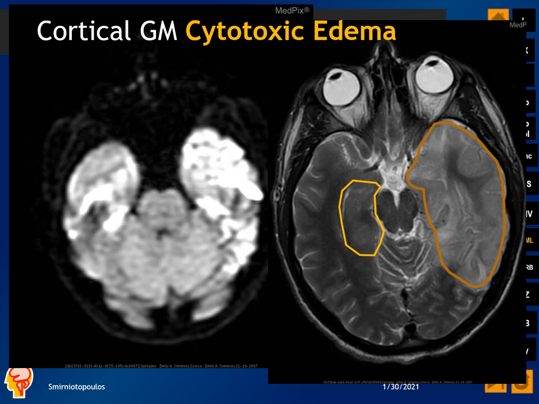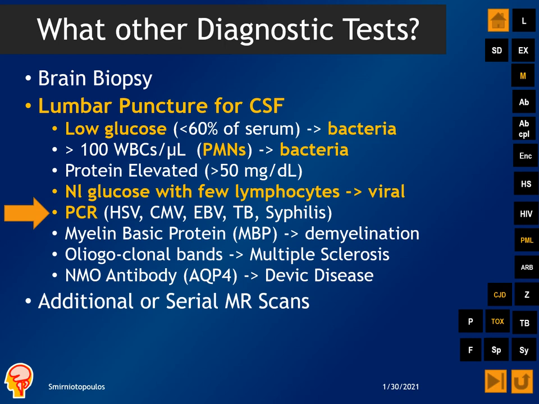In working up a patient with suspected viral encephalitis, we could consider doing a brain biopsy, but we can learn a lot by sampling the CSF. If the patient has low glucose, that suggests a bacterial infection. That would also be supported by having an elevated white count in the CSF, composed mostly of polys.